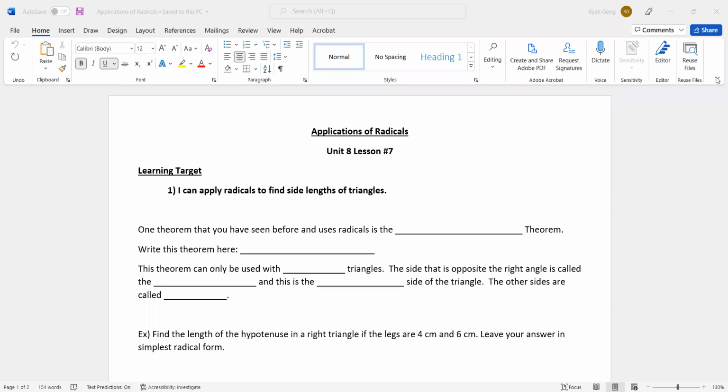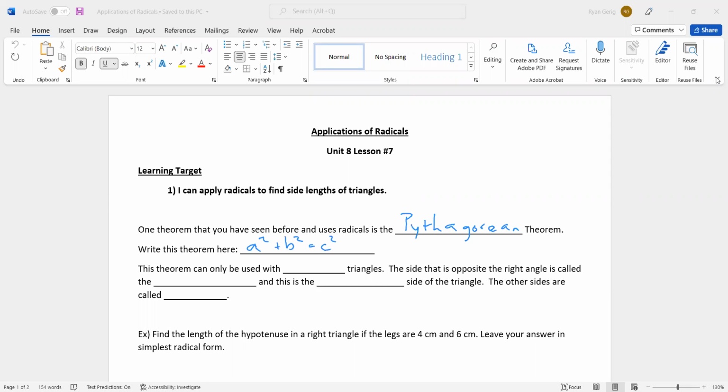All right, here we go with the last lesson in Unit 8, and these are applications of radicals. It's basically one application, and it's the theorem that you've seen before and uses radicals, and it's called the Pythagorean Theorem. Okay, you have seen this. Maybe you haven't used it, maybe you've forgotten, but you are going to be using it here, and you're going to see how it applies to radicals. That theorem, if you've forgotten it, is a squared plus b squared equals c squared.